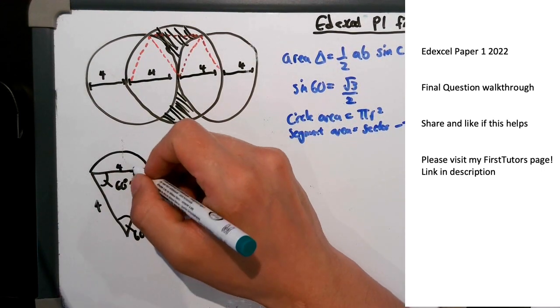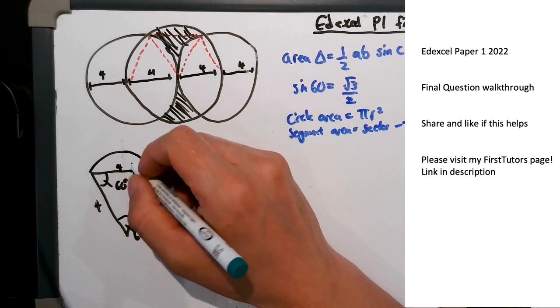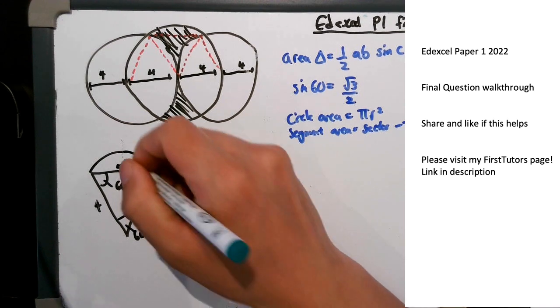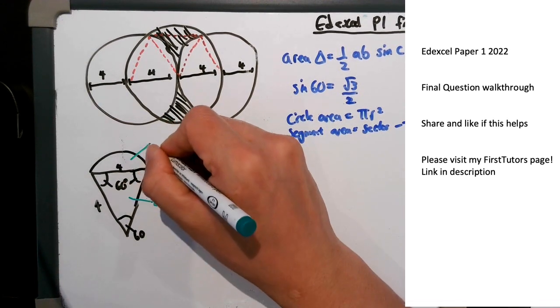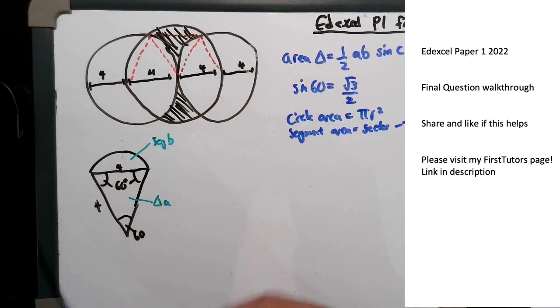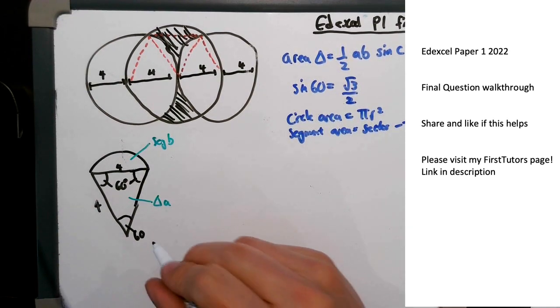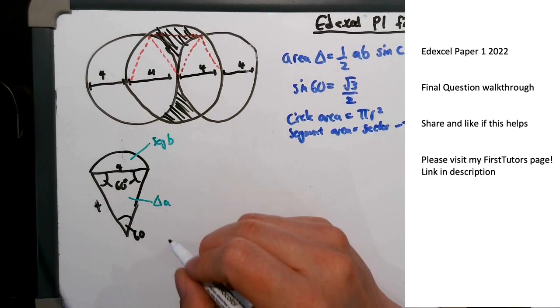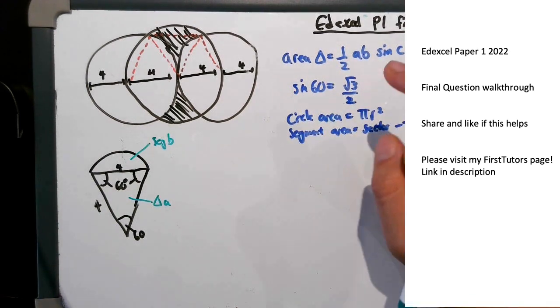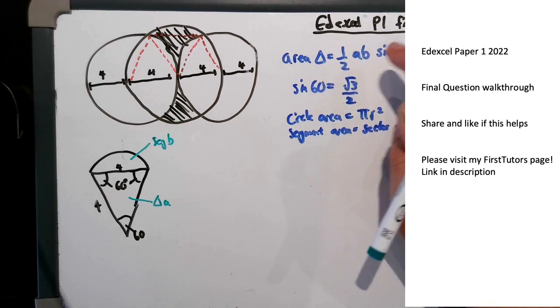Okay, so for ease, let's just call this triangle A, and let's just call this segment B. You don't have to do this, but this just helps us break down the information better. Okay, so finding out the area of triangle A. The area of a triangle, any triangle, not just a right triangle, is half ab sine C.